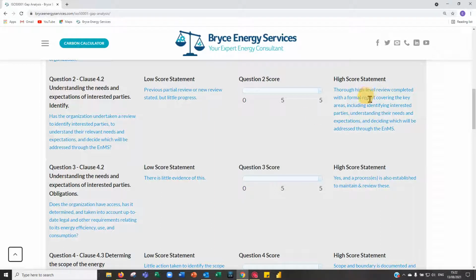A high score statement: thorough high level review completed with a formal report covering the key areas, including identifying interested parties, understanding their needs, and deciding which will be addressed. So basically we're saying, have you done a full review? And to get a maximum score: yes, I've done a full review, I've documented it, made a report, and put a plan together for how it will be addressed through the energy management system. So again, I'll say a 4.